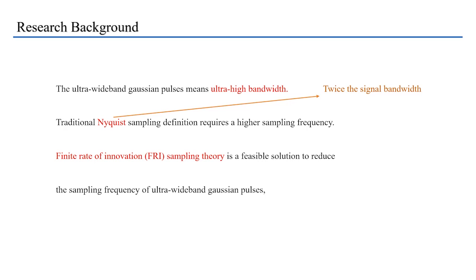Finite rate of innovation sampling theory is a feasible solution to reduce the sampling frequency of an ultra-wideband Gaussian process whose base pulse is known. Some of the FRI sampling systems did not propose a specific hardware implementation scheme, and some did not consider the impact of non-ideal effects in hardware implementation.